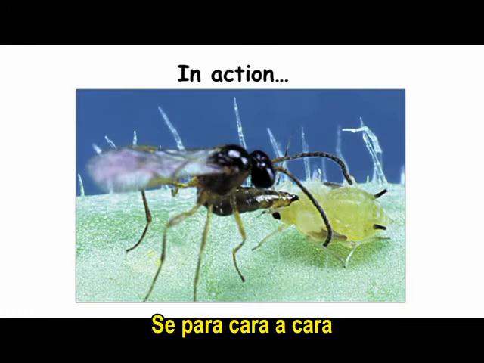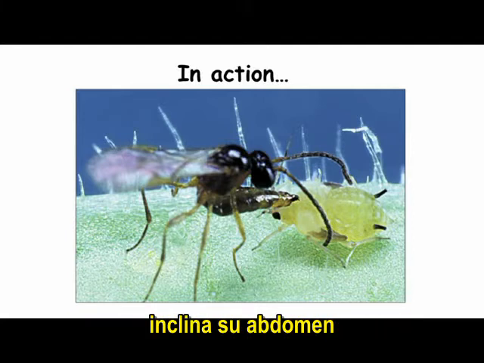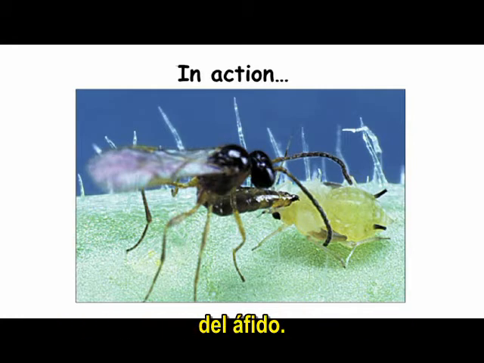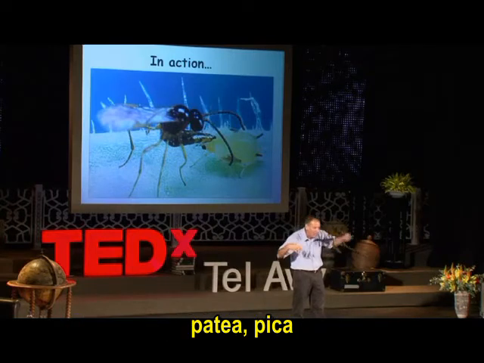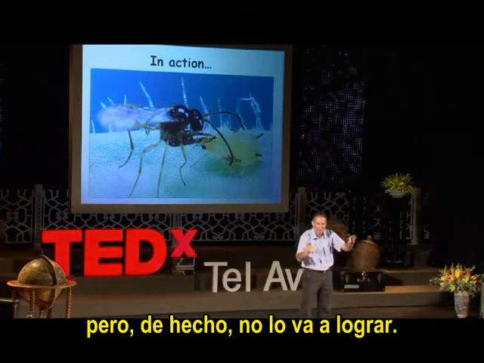She stands vis-a-vis in front of the victim on the right-hand side, bending her abdomen and inserting a single egg into the body fluids of the aphid. By the way, the aphid tries to escape. She kicks and bites and secretes different liquids, but nothing will happen.